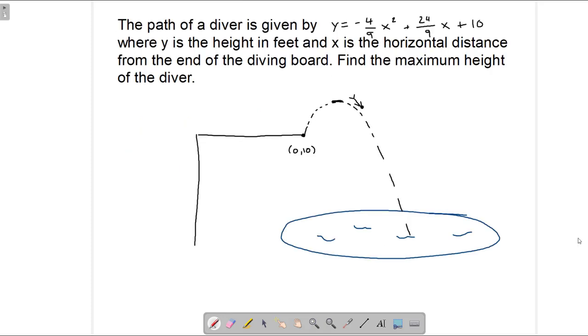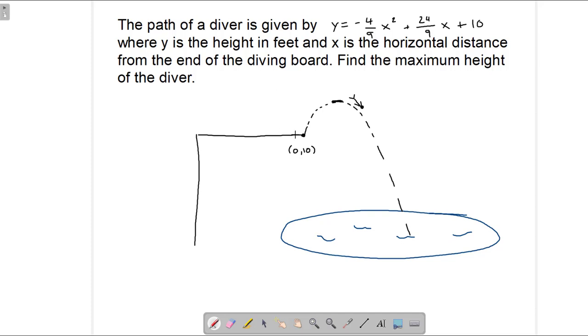Okay, so the last example I'll do today is one from your textbook. It should be in your homework problems. The path of a diver is given by y equals negative 4 over 9 x squared plus 24 over 9 x plus 10. So notice the leading coefficient here is negative. So we see this downward-facing parabola, where y is the height in feet, and x is the horizontal distance measured from the end of the diving board. Find the maximum height of the diver.